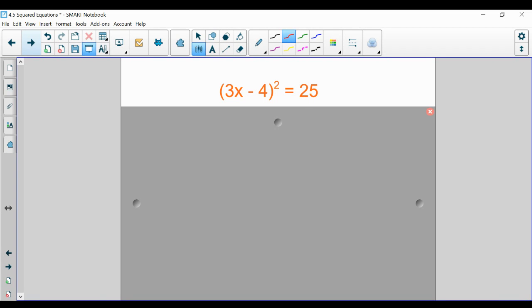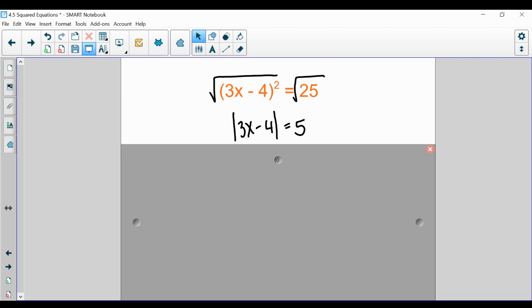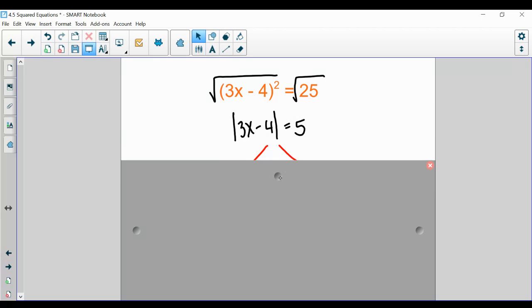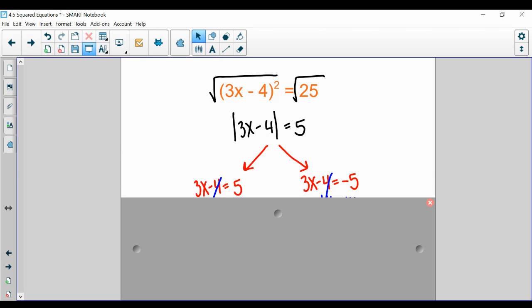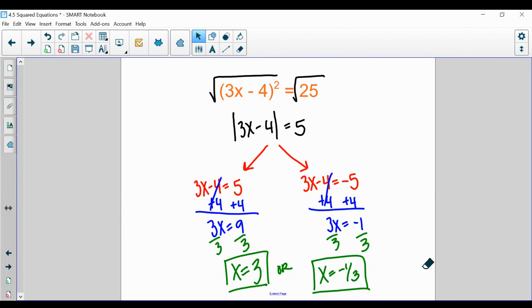So again, we're getting fancy with what's inside our squared. So I'm going to square root both sides, and I want you to now pause and try this one on your own. All right, so hopefully this made sense. You square rooted both sides, which then left you with this absolute value, and the square root of 25 being 5, which then made us two equations of 3x minus 4 equals 5 and 3x minus 4 equals negative 5, which then got us to two solutions of 3 or negative 1/3.